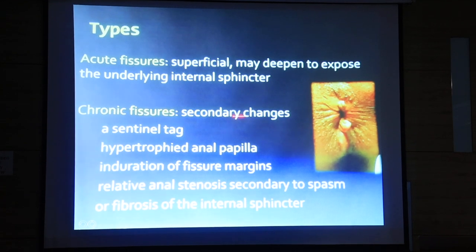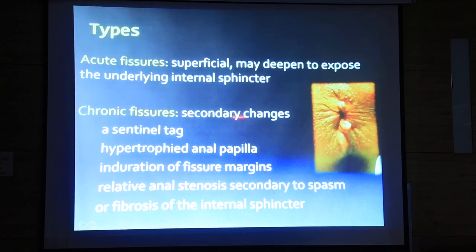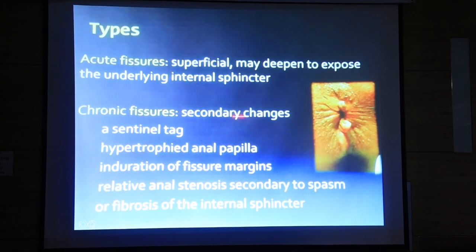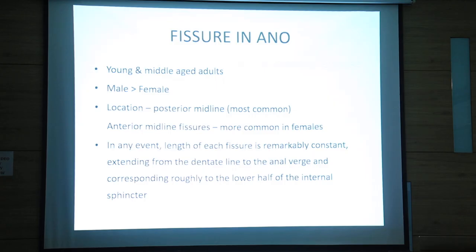So acute fissures are superficial, and may deepen to expose the underlying internal sphincter. Chronic fissures are secondary changes. A sentinel tag is there, a hypertrophic anal papilla is there, induration of fissure margins, and related anal stenosis secondary to spasm or fibrosis of the internal sphincter.